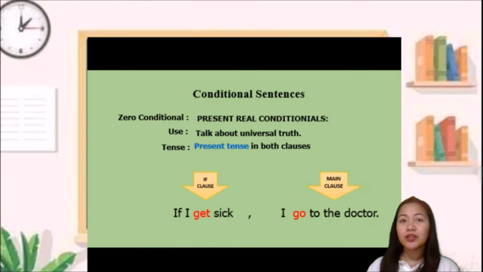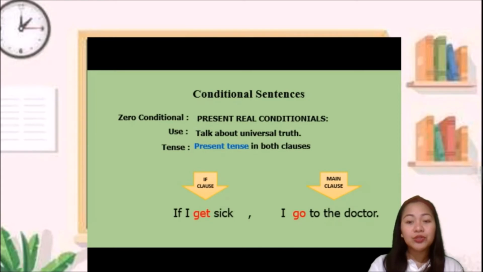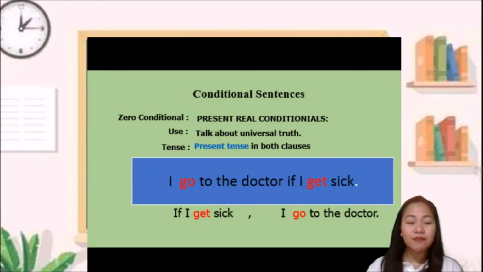The other term for zero conditional is present real conditional, and it is one of the easiest to remember because both ideas are in the present simple tense of the verb. For example, if I get sick, I go to the doctor. If I get sick is the if clause, and I go to the doctor is your main clause. We could also switch the 2 clauses. Say for example, I go to the doctor if I get sick. So here, you started your sentence with the main clause followed by the if clause.